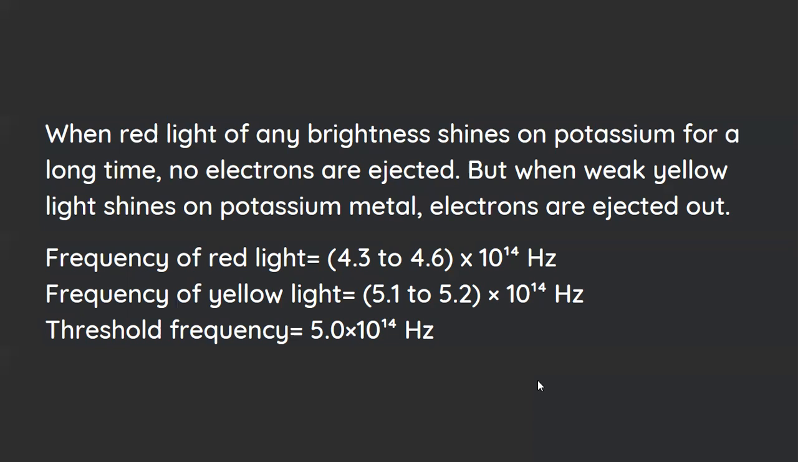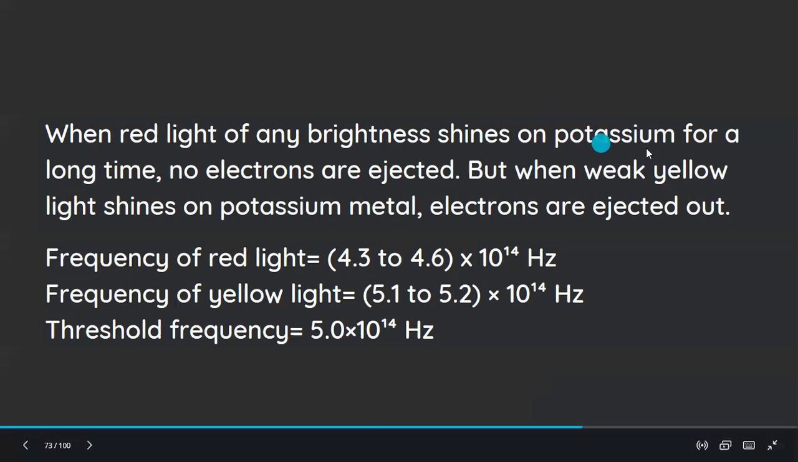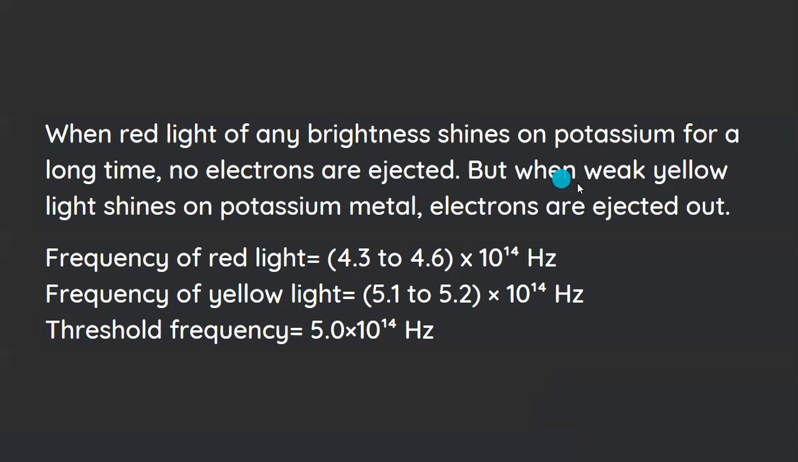When red light of any brightness shines on potassium for a long time, no electrons are ejected. But when a weak yellow light shines on the potassium metal, electrons are ejected out. The frequency of red light is 4.3 to 4.6 times 10 to the power 14 hertz, and the frequency of yellow is 5.1 to 5.2 times 10 to the power 14 hertz. The threshold frequency of potassium is 5.0 times 10 to the power 14 hertz. So even if red light was hit on potassium for 2 hours, it wouldn't have led to the ejection of electrons.